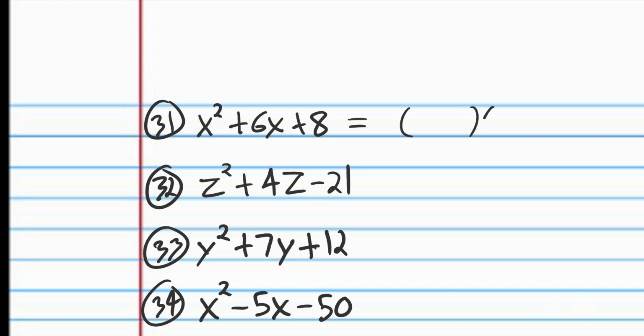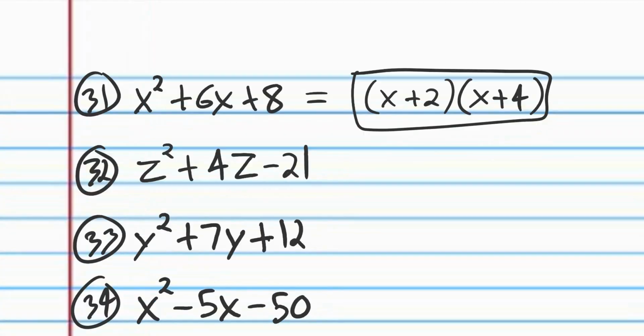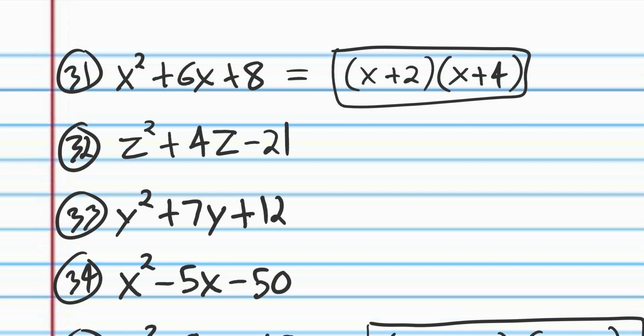All right, we're back. So if you got that answer, good job. Try 32. We have a negative here, so it's going to be a little bit more difficult. And when you come back, we'll do it together. All right, we're back.